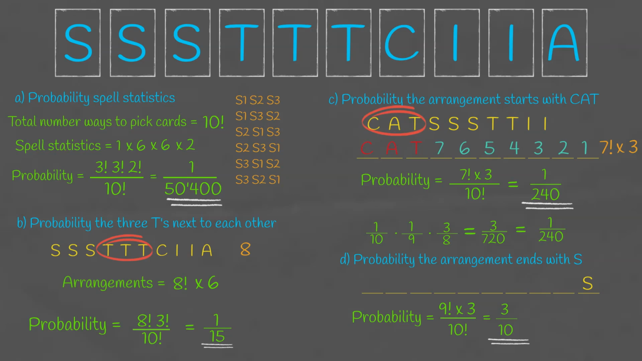Alternatively, you could say that there are 10 letters and 3 of them are S's, so there's a 3 in 10 chance of choosing an S for the very last letter.